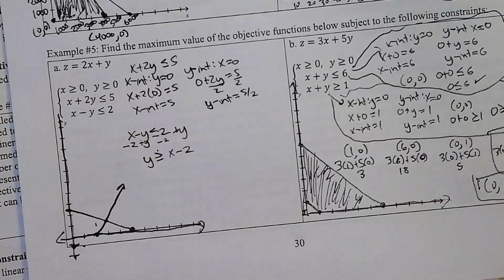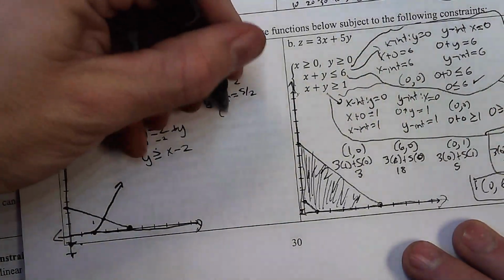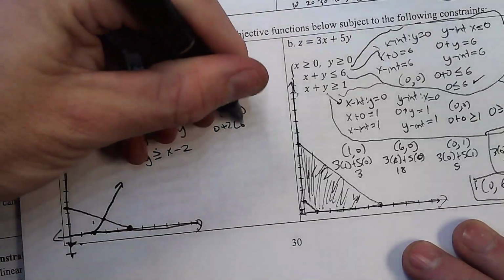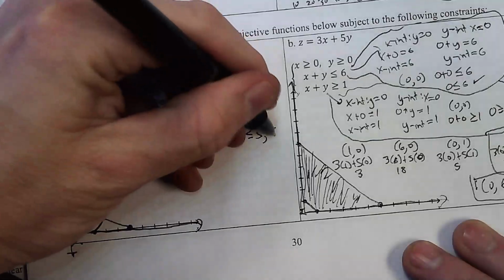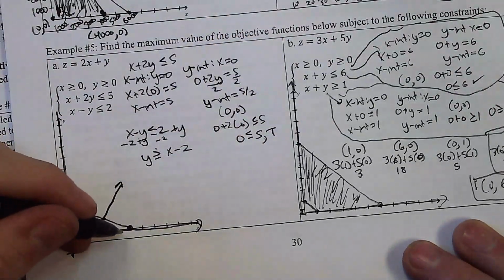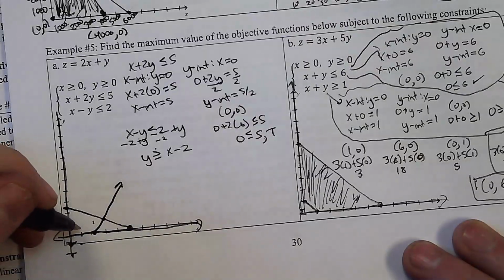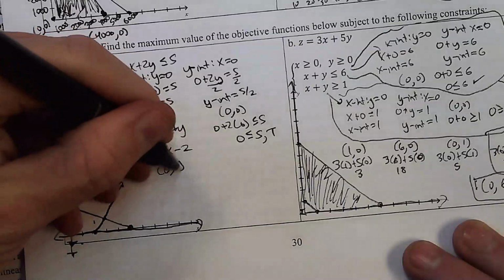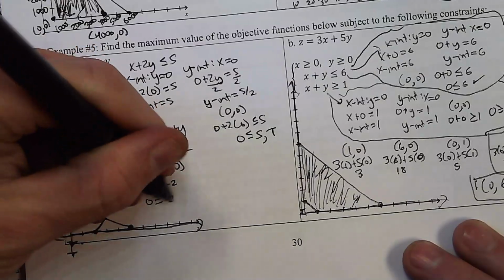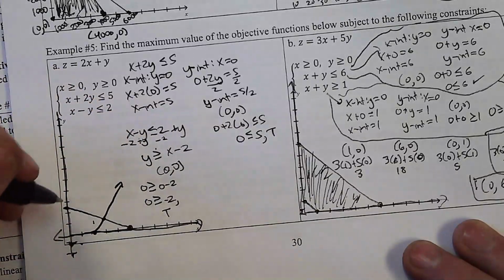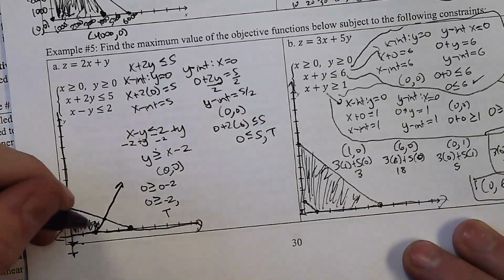Now I got to figure out the shading. Let's do 0, 0. Is 0 plus 2 times 0 less than or equal to 5? Is 0 less than or equal to 5? That's true. So the first one's going to be shaded down towards 0, 0. What about the next one? 0 greater than or equal to 0 minus 2. Is 0 greater than or equal to negative 2? True. So it's going to be shaded towards 0, 0. So do you see my shaded region is going to be right here? There's my shaded region.